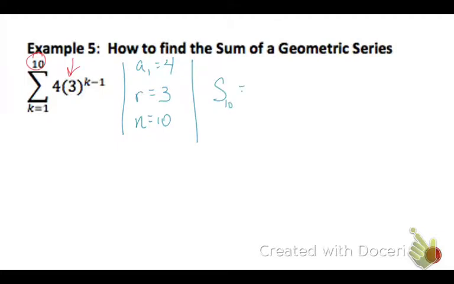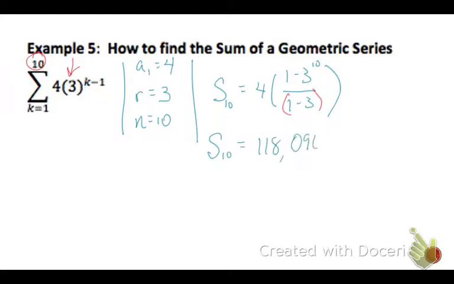So our sum formula, and this is the sum of 10 terms, equals our first term times 1 minus our ratio raised to the 10th power over 1 minus the ratio. All right, so I do this on my calculator. I kind of piece it together, rather than plugging it straight in. So I will work with the numerator first and do 1 minus 3 to the 10th. Then I will divide that by my denominator, which in this case would be negative 2, and then multiply by 4. So do that and see if you can match my sum, 118,096.